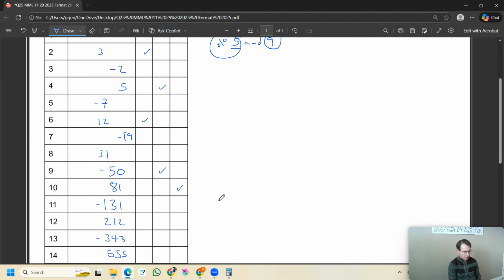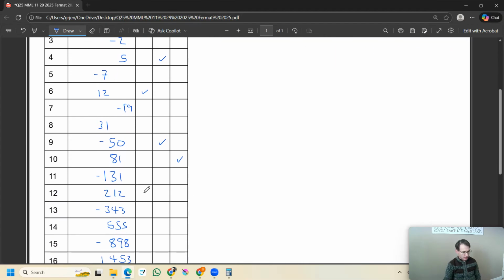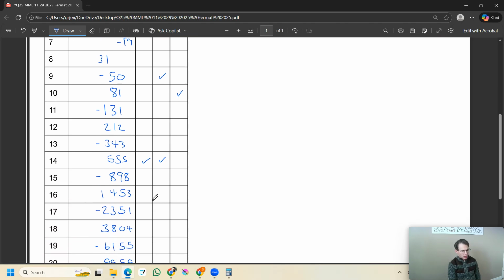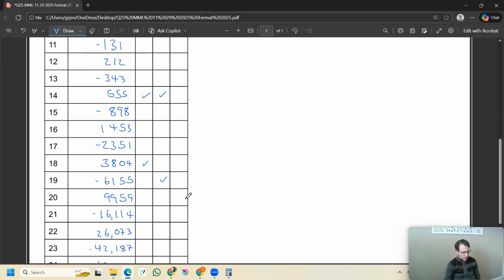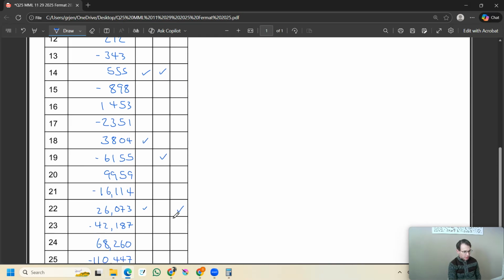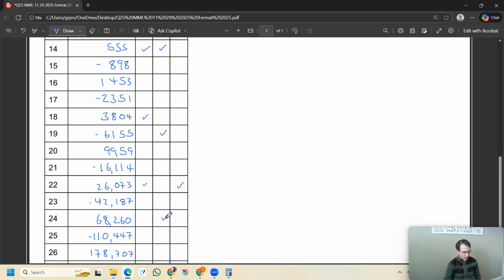Okay, then we keep going and we find 343, really? 212, no. 555 is divisible by both 5 and 3. 898 is not. 3804 is divisible by 3, and 6155 is divisible by 5, and then 26073, we add all the digits together and that gives us 18, and oh, that one is divisible by 3 and 9.